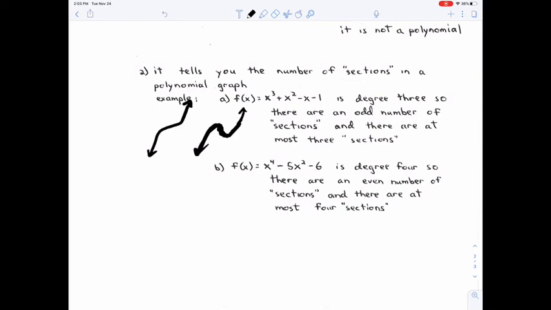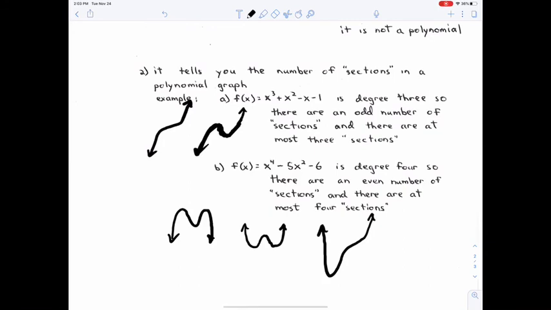In problem B, degree is 4, so there are an even number of sections, and there are at most 4 sections. So it's 1, 2, 3, 4. Or, of course, it could be 1, 2, 3, 4. And it's going to be more like the second one, because notice the x to the 4th is positive, so it's pointing up. Or it could look like this. 1, 2, 3, 4. Okay, it could also look like that.